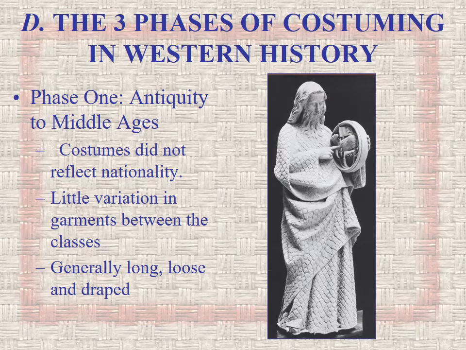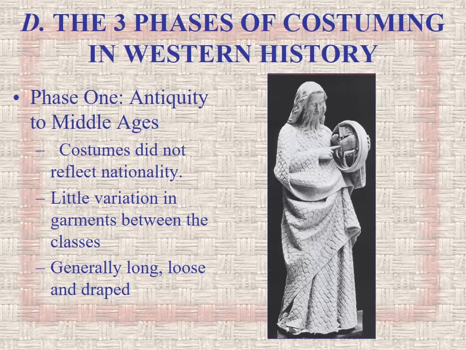Okay. Next is the 3 phases of costume in Western history. We are focusing on Western history for the interest of time. We'll go a little bit outside of that with the Ottoman Empire, with the Arabic world, but mostly we're staying in our backyard for the moment.